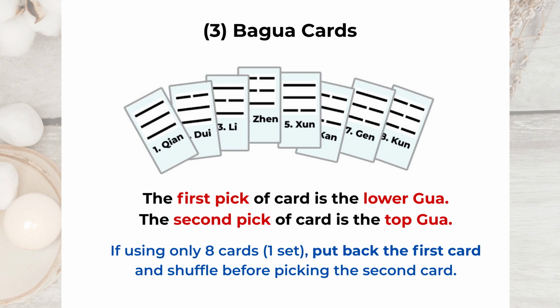So similar to the first 2 methods, you can concentrate on the question, shuffle the card, and pick the first card. And the first card shows the lower Gua number. And repeat again, pick up the second Gua, and that will be the top Gua number. If you only use 1 set of Bagua card, remember to put back the first card you pick, so you have choice of picking the same card again for the top Gua.